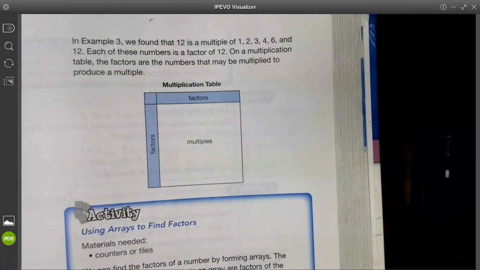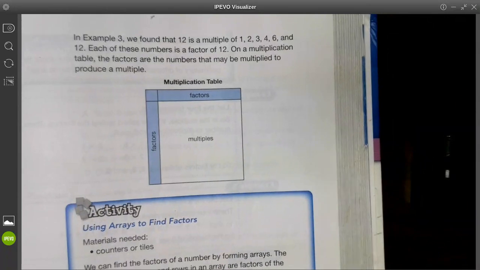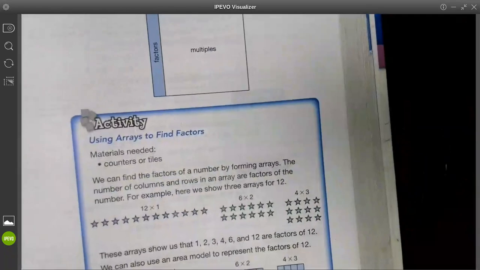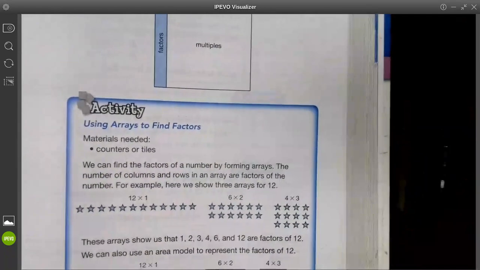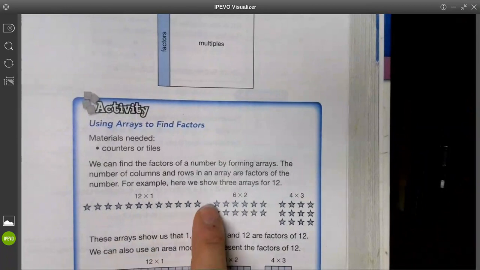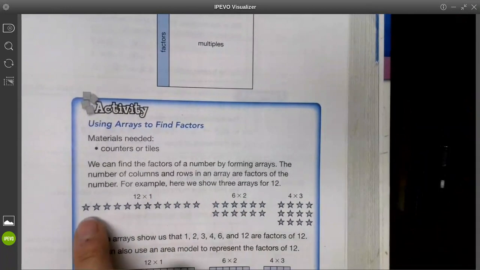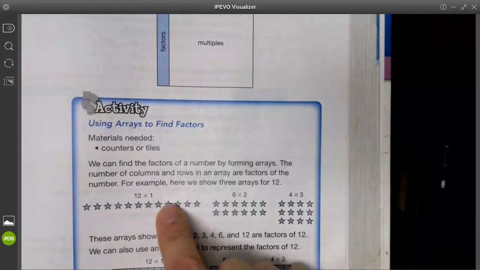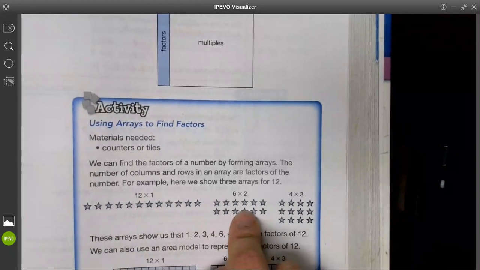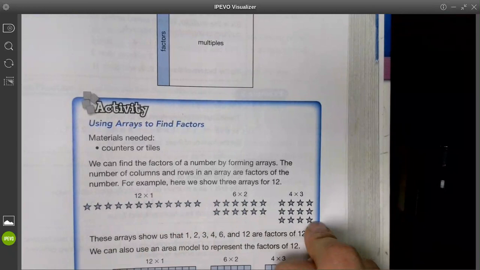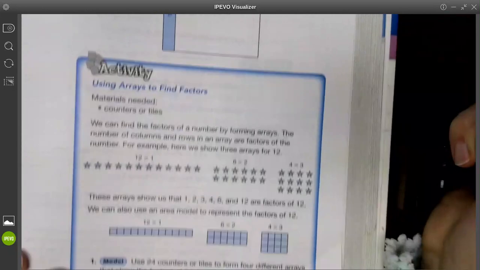So you can find factors by forming arrays. So you've done a little bit with this. I'm not going to spend a whole lot of time. These are examples of arrays. Here we show 3 arrays for 12. So 1 row of 12 stars, 2 rows of 6 stars, or 3 rows of 4 stars.